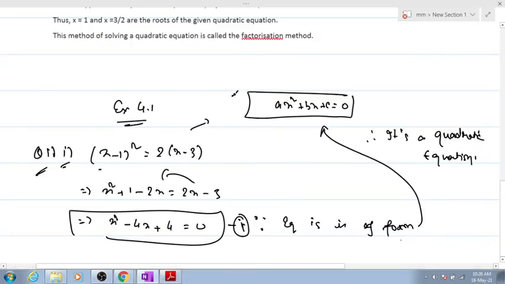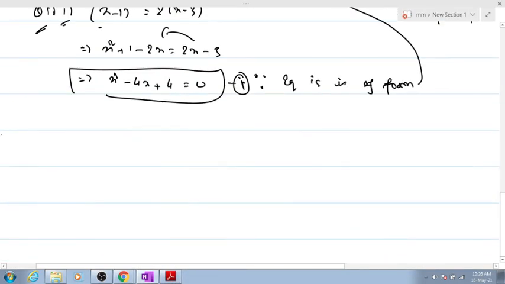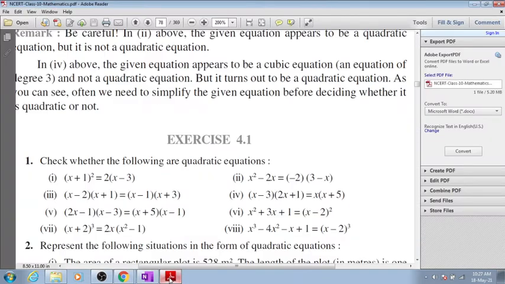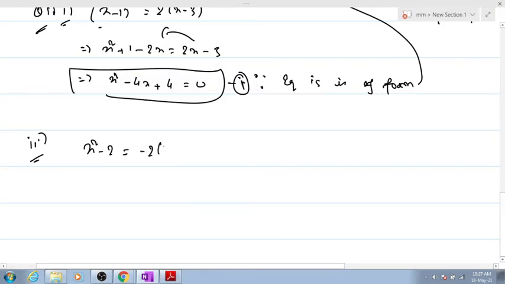x square minus 2. I hope people are done with the first one. Yes or no? Tell me if the second equation is a quadratic equation or not. It will be x square plus 6 plus 2x minus 2x minus 2 is equal to 0. Is it coming out as a quadratic equation?